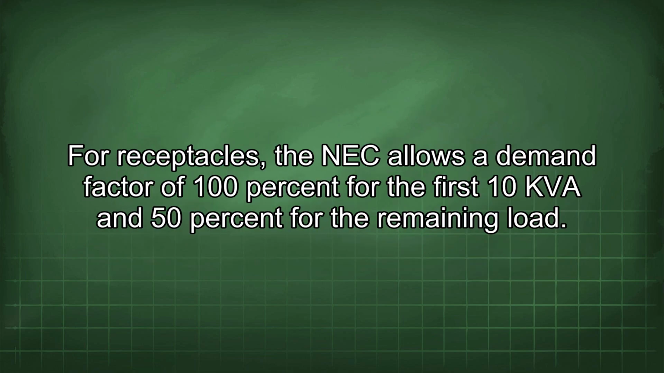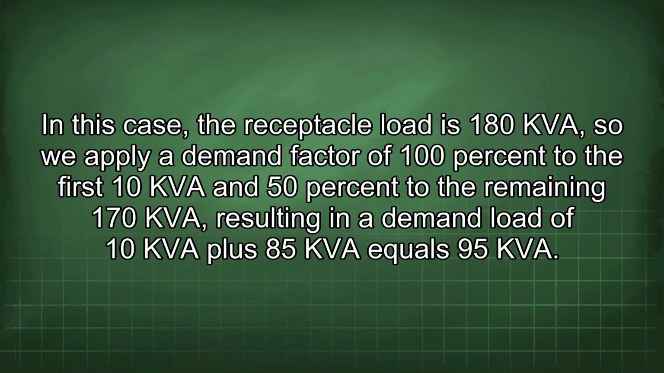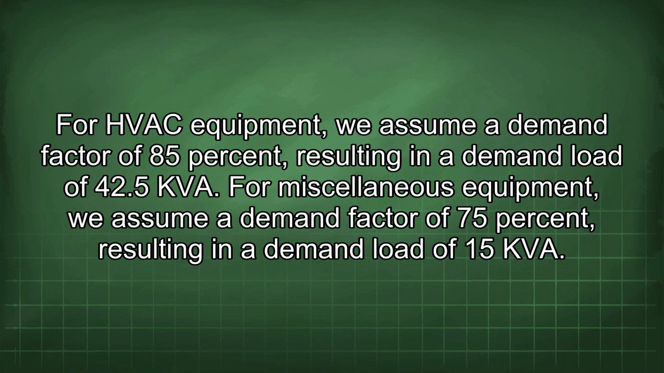For receptacles, the NEC allows a demand factor of 100% for the first 10 kVA and 50% for the remaining load. In this case, the receptacle load is 180 kVA, so we apply a demand factor of 100% to the first 10 kVA and 50% to the remaining 170 kVA, resulting in a demand load of 10 kVA plus 85 kVA equals 95 kVA. For HVAC equipment, we assume a demand factor of 85%, resulting in a demand load of 42.5 kVA. For miscellaneous equipment, we assume a demand factor of 75%, resulting in a demand load of 15 kVA.